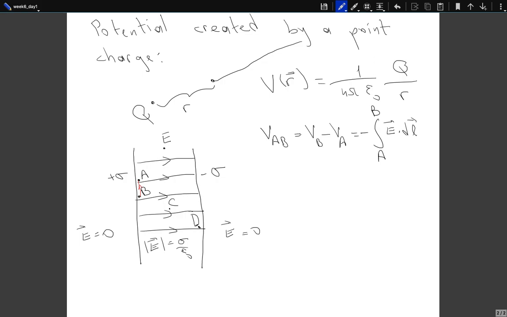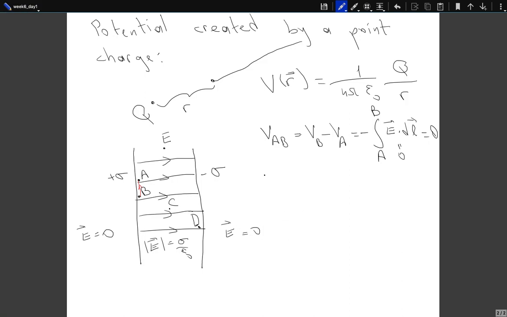What is the direction of the electric field? To the right. What is their scalar product? 0. So for A and B, E dot dl is 0. This is 0 at every point along my path. So this integral is 0. So this tells me that B and A are exactly at the same potential. There is no potential difference there.